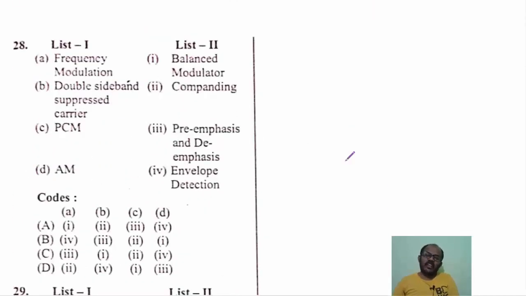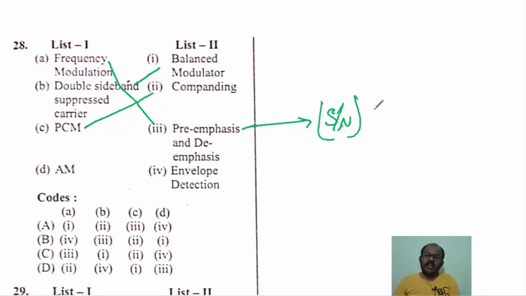28th question, on the list 1 they have given frequency modulation, double sideband suppressed carrier, pulse code modulation, amplitude modulation. On the list 2 they have given balanced modulator. Balanced modulator will be used in double sideband suppressed carrier, and companding we are going to make use in PCM. Pre-emphasis and de-emphasis we are going to use in order to maintain signal to noise ratio as greater than 1, so that demodulation will be very much easy.